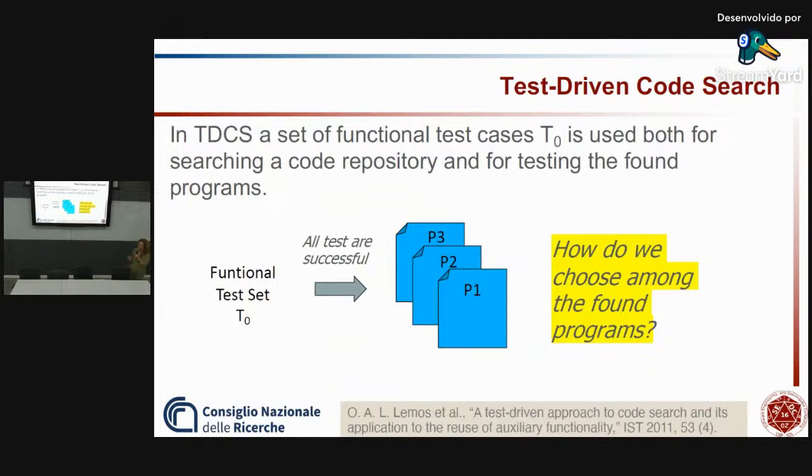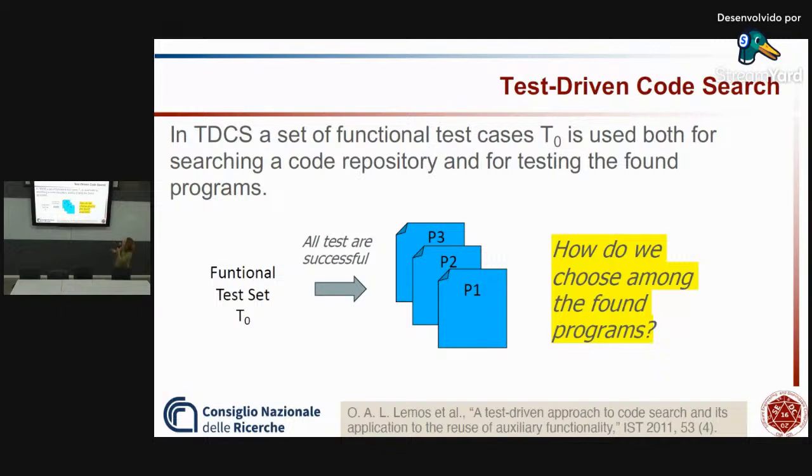Okay, second example. This example was inspired by this work from Lemos et al., that were suggesting to use test-driven development also to search. Suppose we need some procedure, for instance, that makes sorting of integer numbers, and we want to look in GitHub or wherever, in some repo, if we find some already existing program that does what we need.